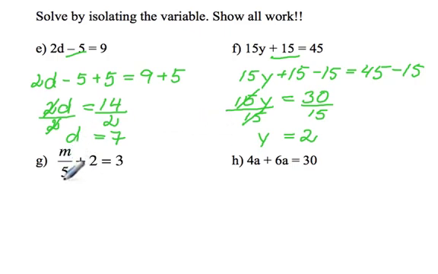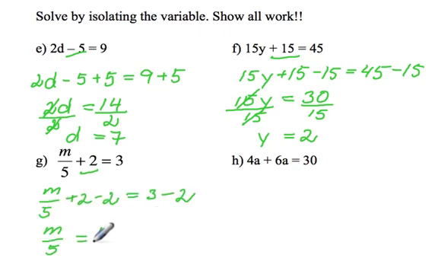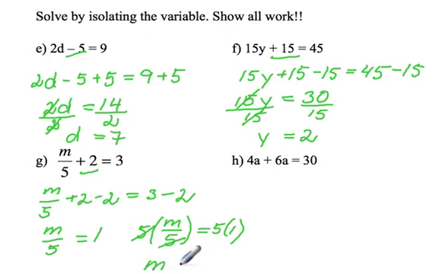Question G. Here m is divided by 5, then 2 is added, and that equals 3. The separate value is the 2, so we will deal with that first. Subtracting 2 from both sides gives 1. Now m is divided by 5, so the opposite operation will be multiplication. We will multiply both sides of the equation by 5. It's m on the left-hand side, and 5 times 1 equals 5.